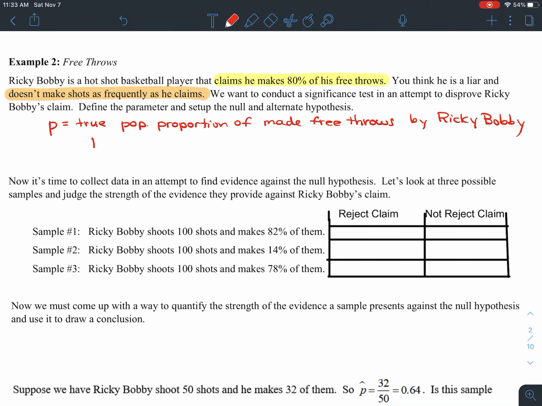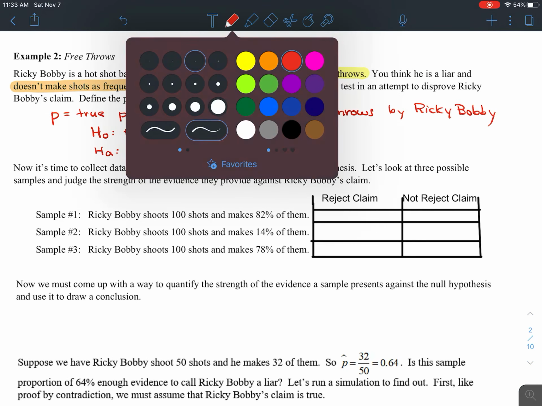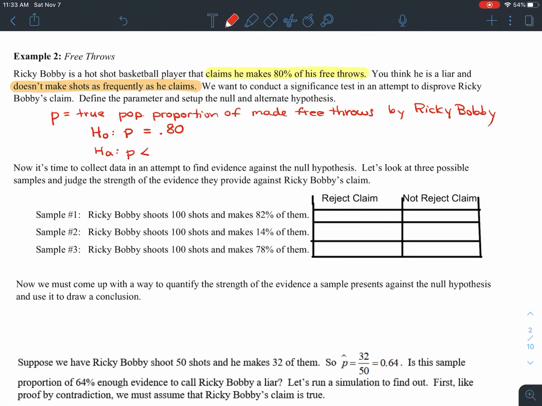Okay, now let's draft our null hypothesis. Again, always a statement of equality. Our parameter is P. His claim is that he's an 80% free throw shooter, and we think he's a liar, and he doesn't make these shots as frequently as he's claiming. So that means we would be suggesting that the alternative is P less than 0.80.